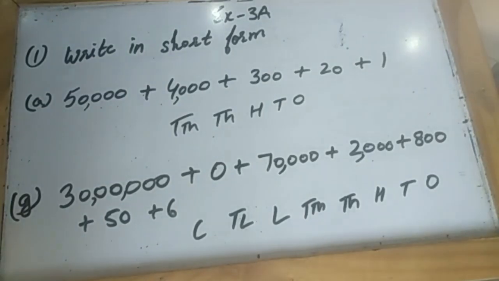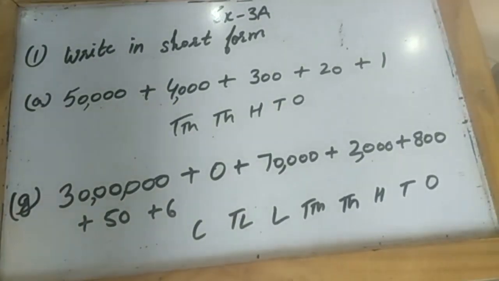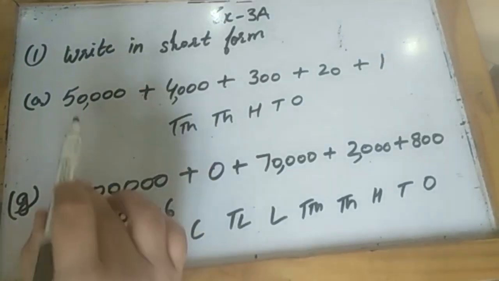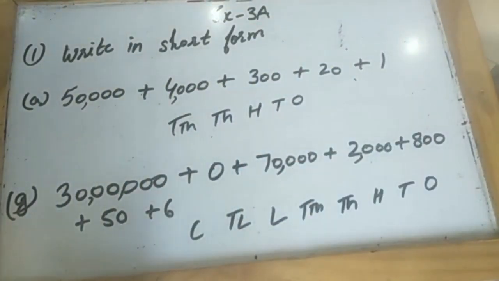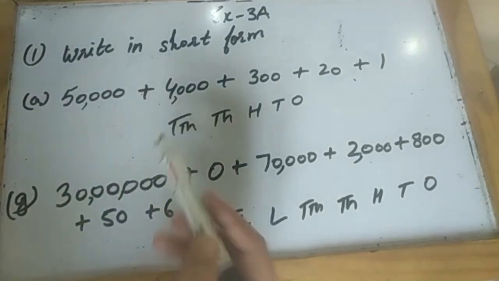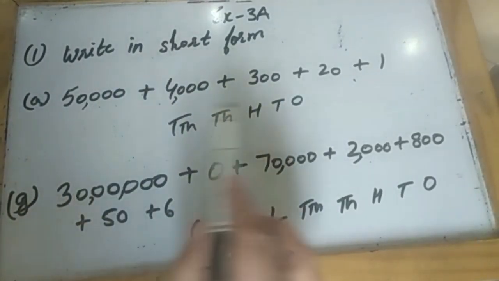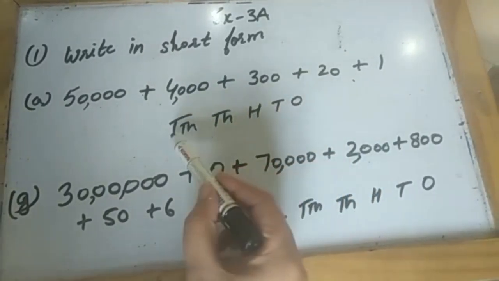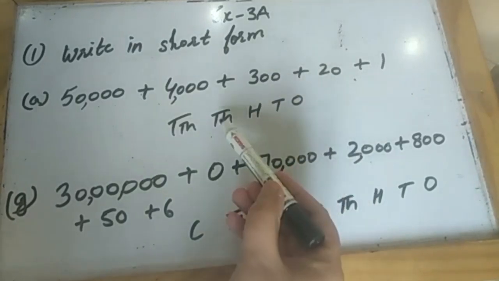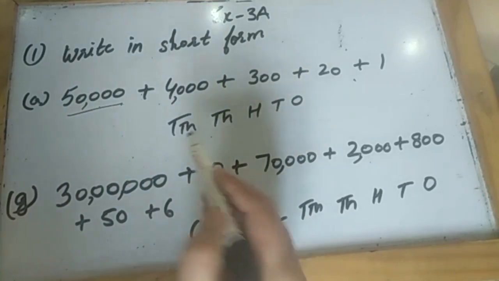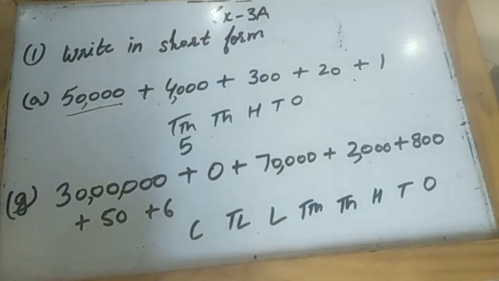Okay, now class, I will start with exercise 3A and I will take the first sum, which says write in short form. They have given you the numbers in expanded form and we have to write them in short form. I've taken parts A and G, so let's understand it. Whenever I have to write in short form, it's always better to write the place values first: ones, tens, 100, 1000, 10,000. Looking at the first number, it's 50,000, so I will write 5 under 10,000.